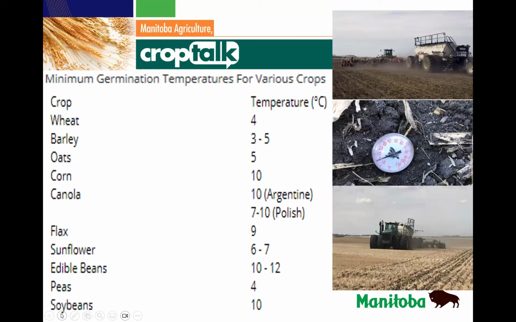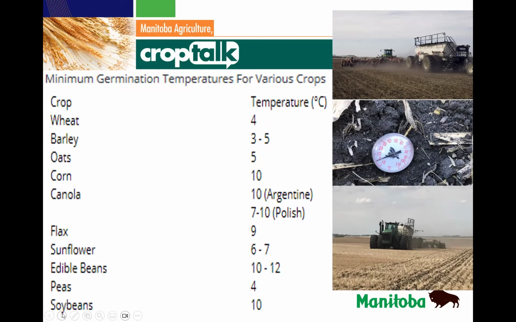Soil temperatures, I've been checking them lately and I'm getting a range. I guess it depends on what time of day you take them. I always tell guys to take one in the morning at about 10 o'clock and one at about 4 or 5 o'clock in the afternoon and do an average. When you look at the temperatures for crop germination, it's probably 3 to 5 degrees for most of the cereals. But remember, with canola, we don't want it to sit in the ground very long, so try to get it around that 10.